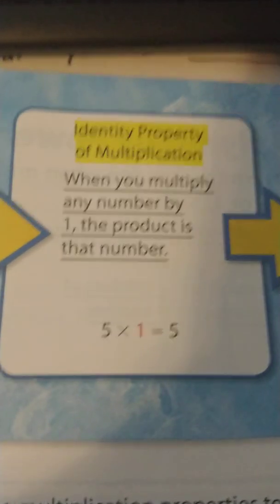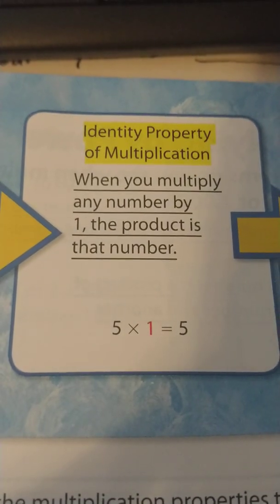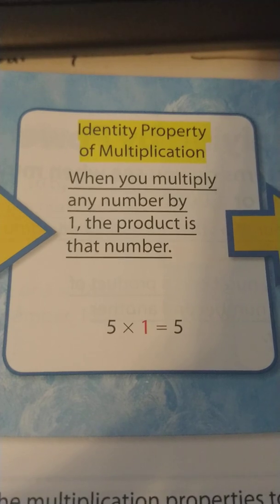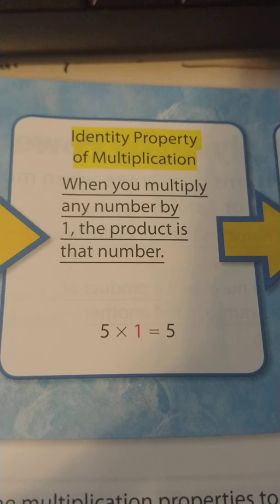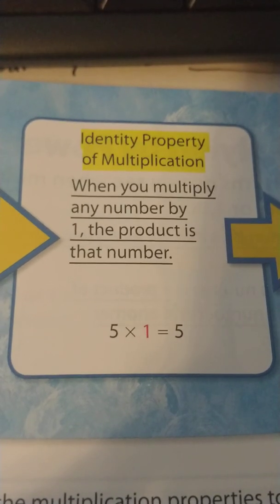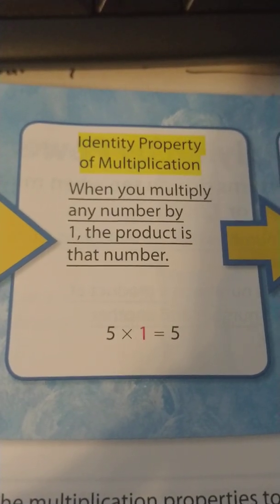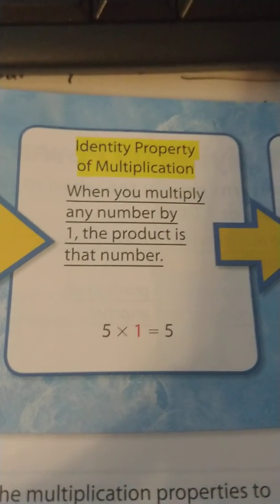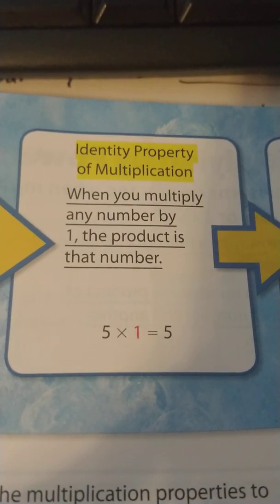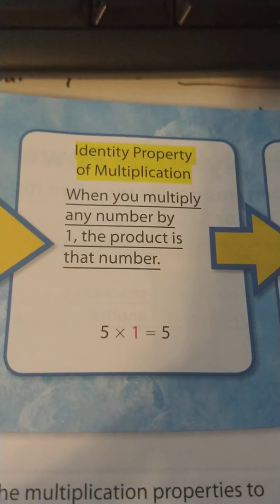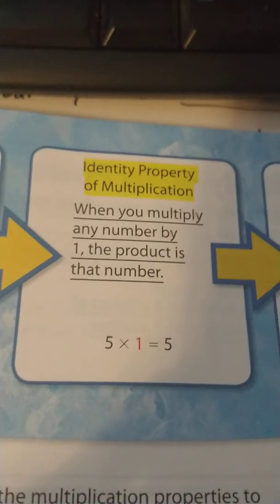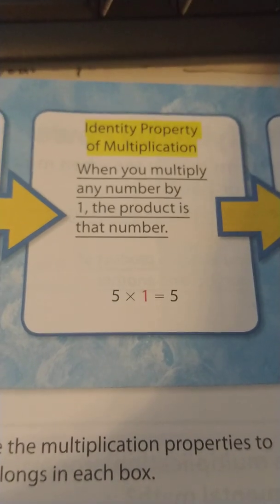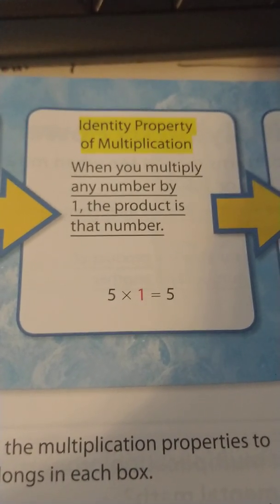Another easy one, the identity property of multiplication. When you multiply any number by 1, the product keeps its identity, meaning it stays the exact same. You hear about spies having a secret identity. That's James Bond, but when he goes undercover, his name is George Smith. Here we're saying that the identity of the number stays the same. It starts out a 5, it ends a 5.